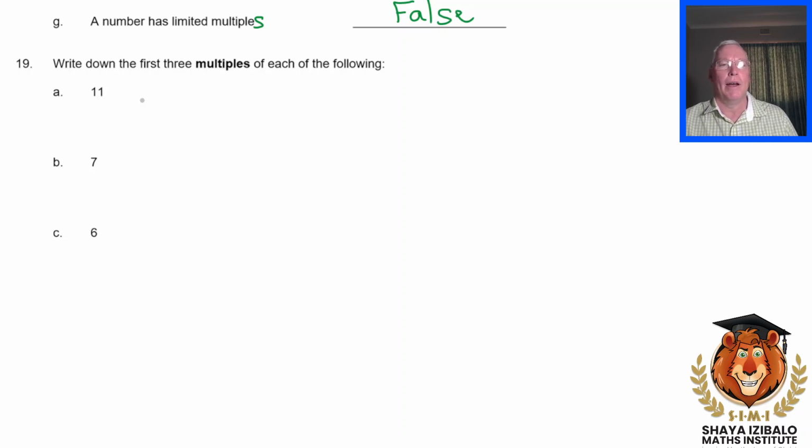the following numbers. Now, I'm going to do the first one for you. The first multiple of 11 is just 11. 11 times 1. The next one, 11 times 2. That's right, 22. And 11 times 3, 33. Pause the video very briefly. Try the next 2, and then we'll carry on.